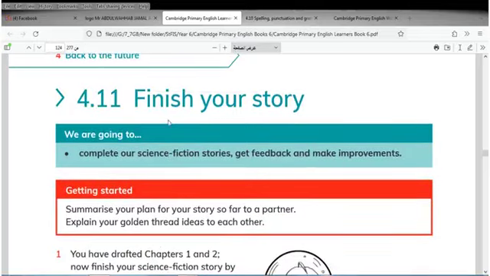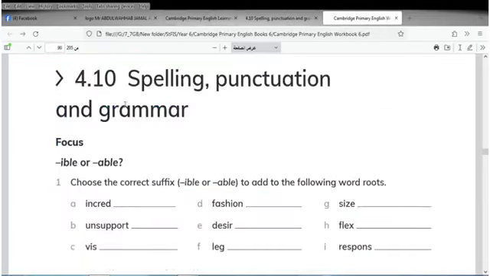Next session, inshallah, we will talk about 4.11, finish your story. We will wrap up how to write a fiction story in general and a science fiction story in specific. In 4.11, in the next session, we will complete our science fiction story and we will get feedback and make improvement in writing. Your homework, 4.10 workbook.